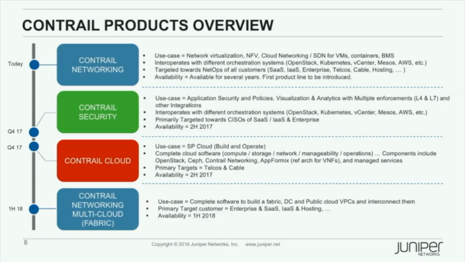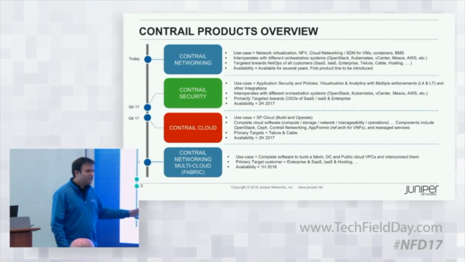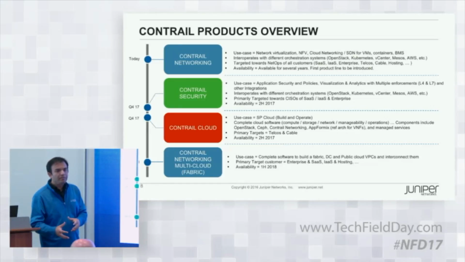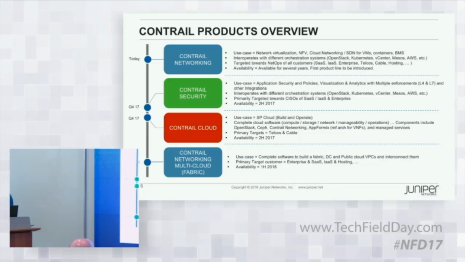It leverages the components that Contrail networking was built on top of, the architecture that Contrail networking was built on top of. And we have a standalone dedicated product offering for Contrail security. We have a converged integrated stack of software for deploying clouds, targeted mostly for the telco service providers kind of customers. And then what's coming this year is the Contrail networking with dedicated features for multi-cloud and the fabric use cases. So this is how the product line is evolving from the fundamental Contrail networking offering.